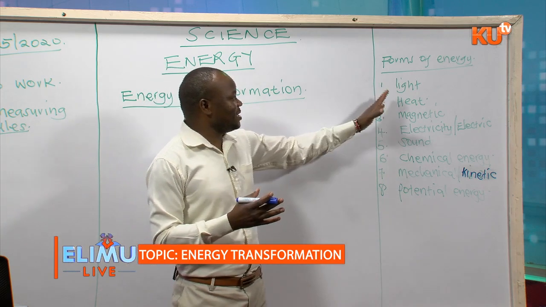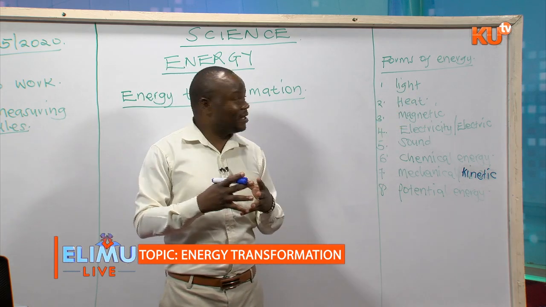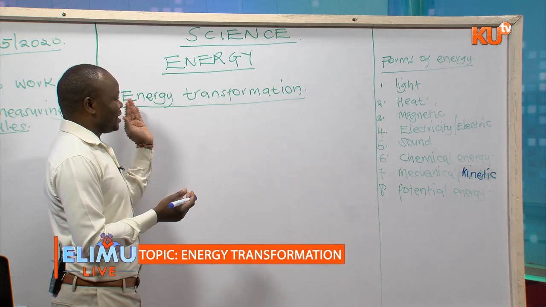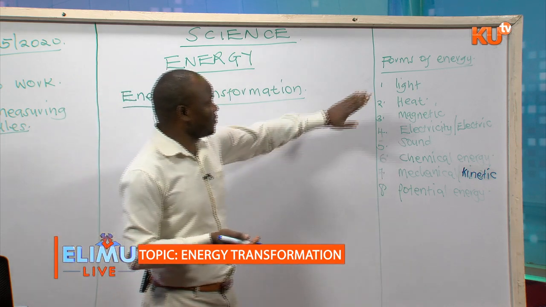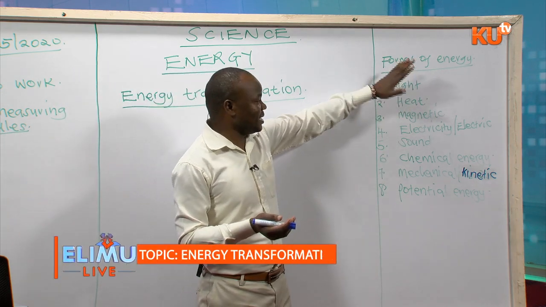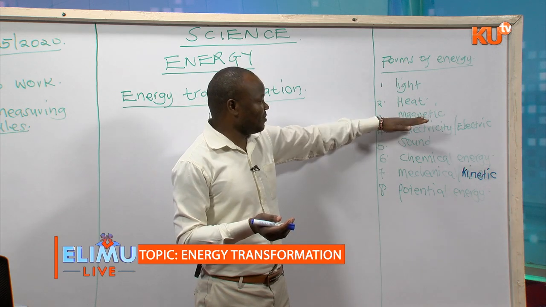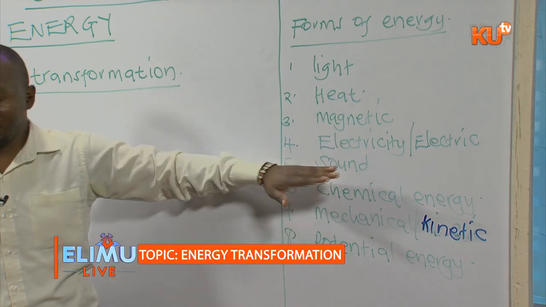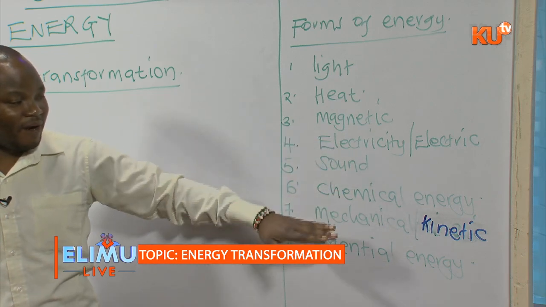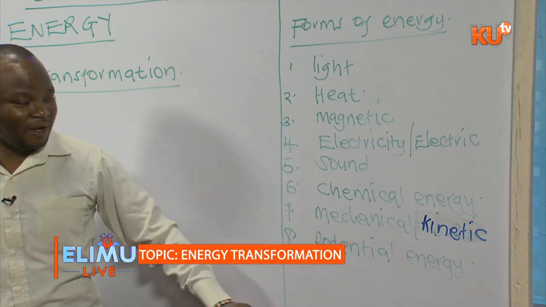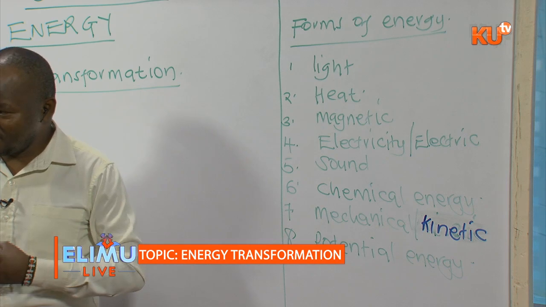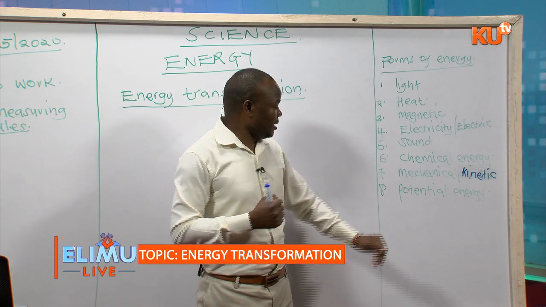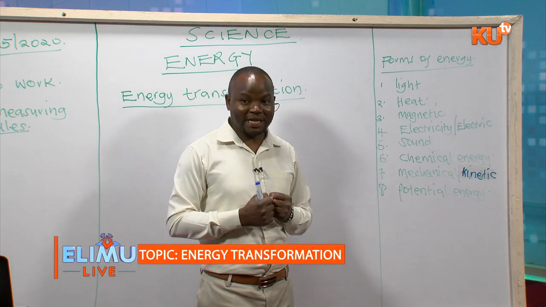How will this energy, maybe light, be transformed into another energy? That is what we are going to discuss about energy transformation. So the forms of energy: we have light energy, heat energy, magnetic energy, electricity or electric energy, sound energy, chemical energy, and mechanical or kinetic energy. Mechanical means machines in motion. Kinetic is the energy in motion. Then we have potential energy, energy at rest.